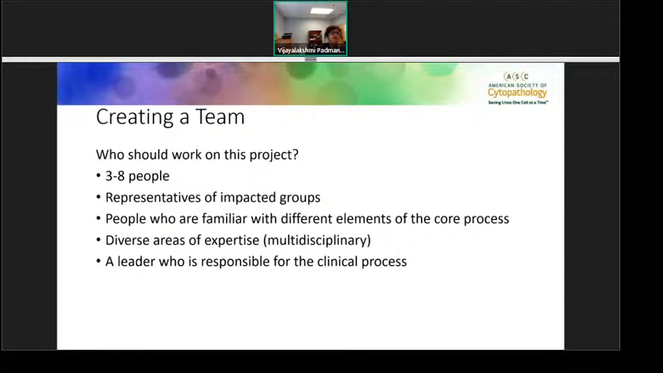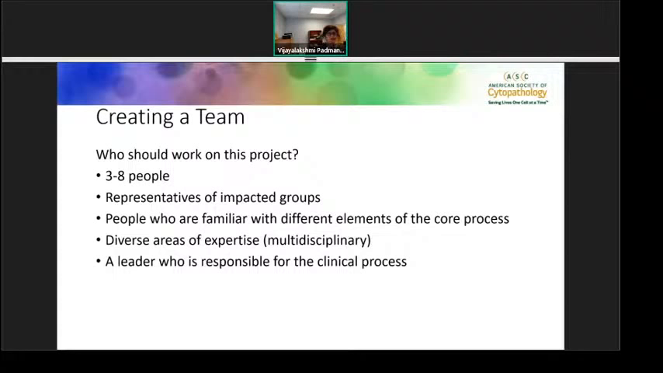Now, when you think of teams, we really don't think about that too much. You really want to have about 3 to 8 people. And more often than not, you're going to end up with 3 rather than 8. Ideally, you want to have everybody from the impacted groups.